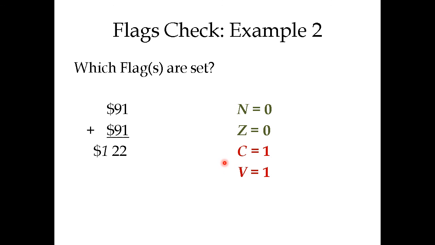The carry flag is set. Why? Because as you can see, there is a carry, right? See, there is a carry at the end. So the carry flag is set. What happened to the V flag? Now let's check the answer, then you will know why the V flag is set.